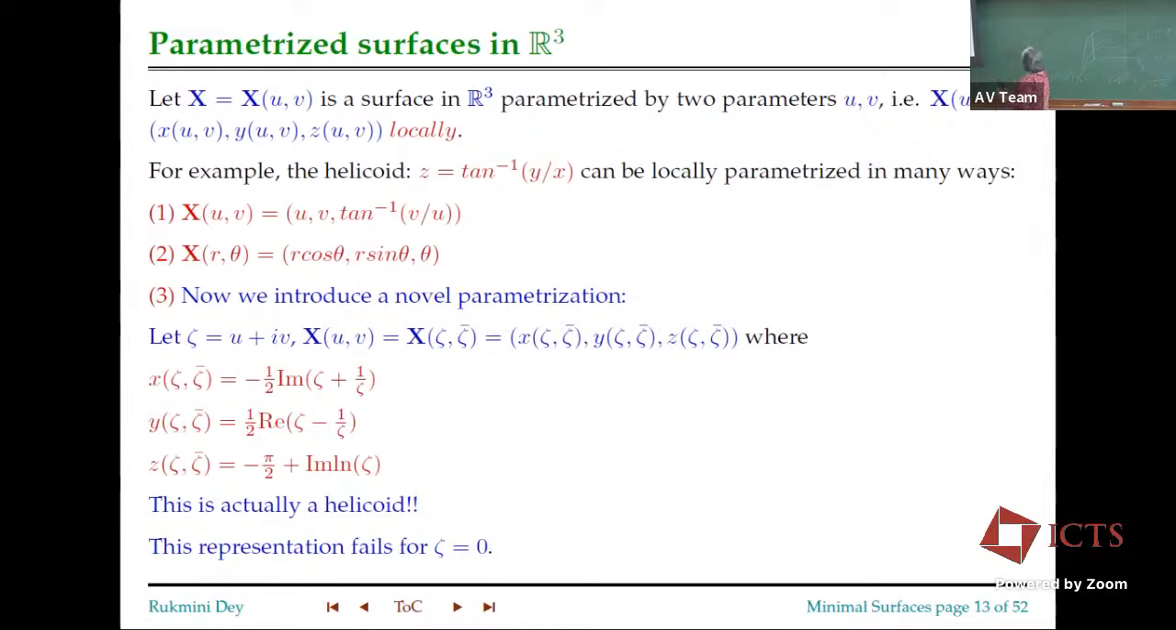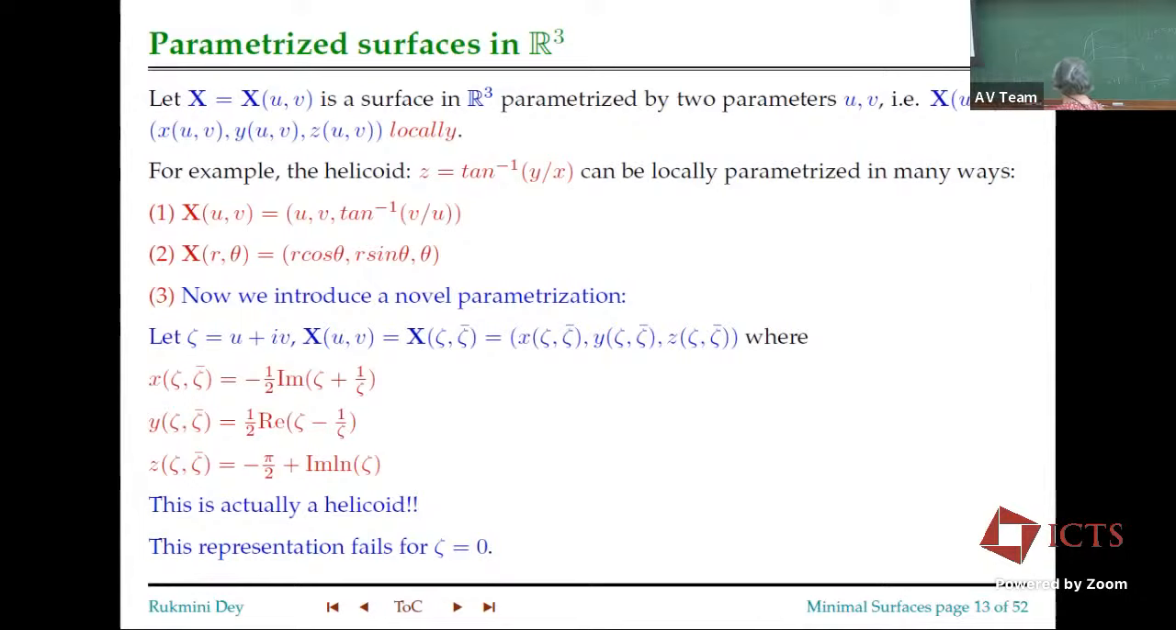One of the coordinates, X, Y, or Z, is written in terms of the other two. That is a graphical representation. But a more democratic representation is X of U, V, Y of U, V, Z of U, V. Implicitly, all three of them depend on 2 parameters. This is a more general representation, okay?